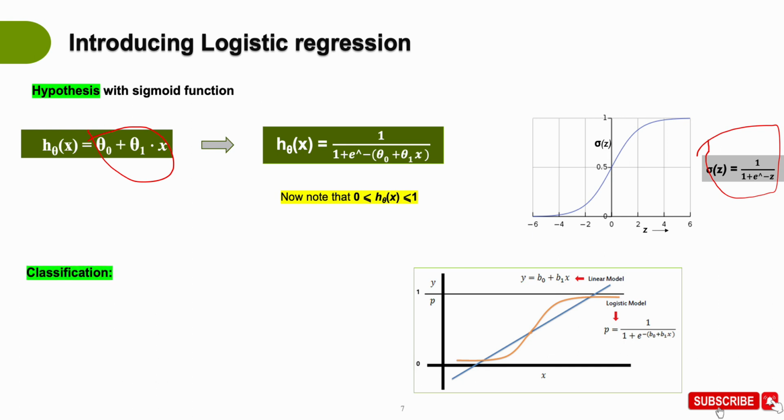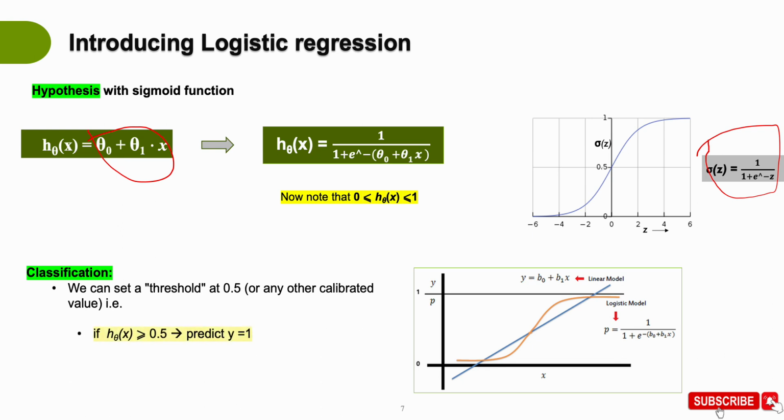And how do we do the classification? Simply, we take a threshold of 0.5 or any other calibrated value based on the dataset. We simply predict 1 if it is more than 0.5, or we predict 0 if it is less than 0.5.